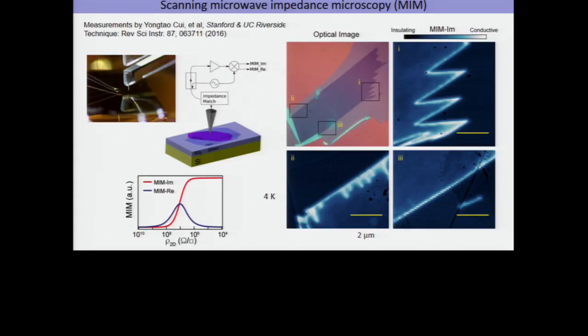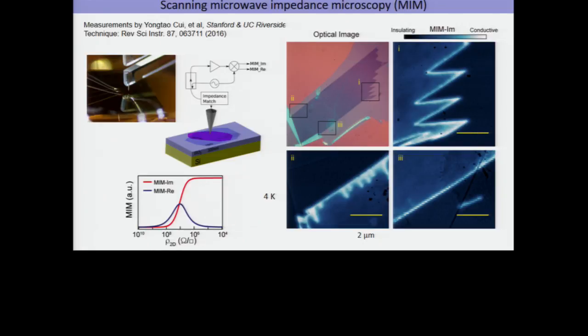And these are basically images, raster scans of the impedance of the sample as a function of position. This is an optical image of a large WTe2 flake. And these are MIM images of the edge of that sample. You see the bright signal here, which is the imaginary part, the out-of-phase part of the MIM reflected signal, which roughly measures the conductivity. So it's very bright all around the edges of this sample.